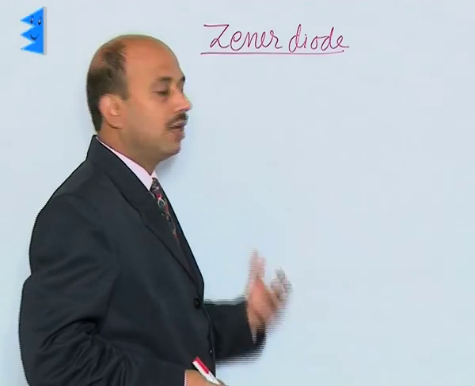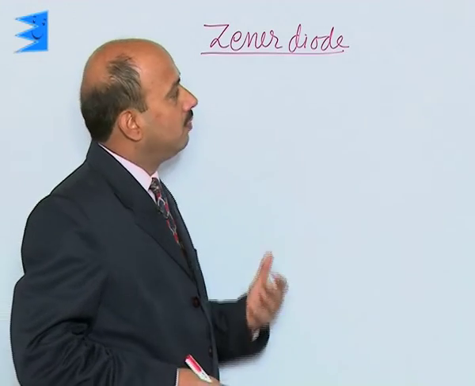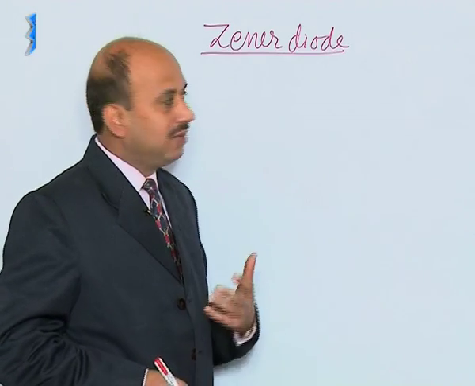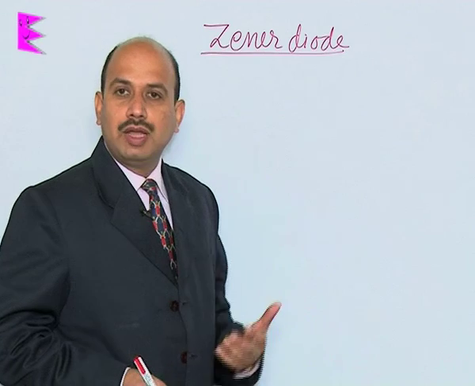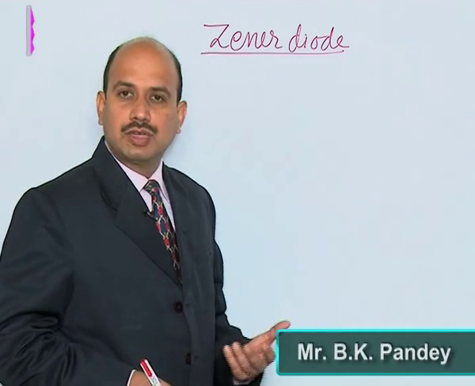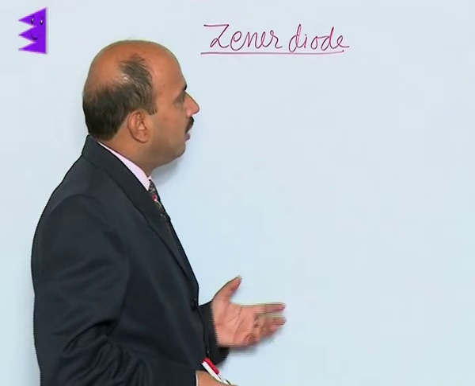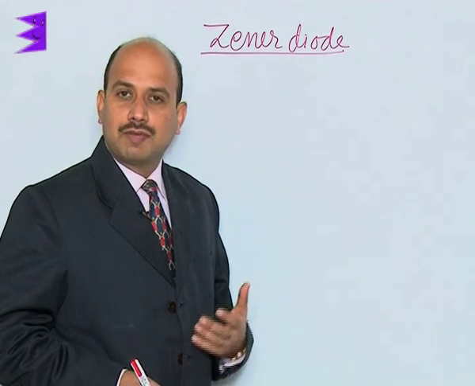So, now see a Zener diode. This Zener diode is designed for special purposes. Basically, it is used for regulating voltages, fluctuating voltages, or to get a constant output voltage. Now, see here how these Zener diodes are fabricated.